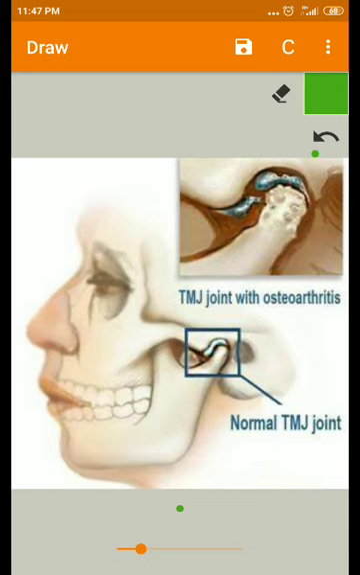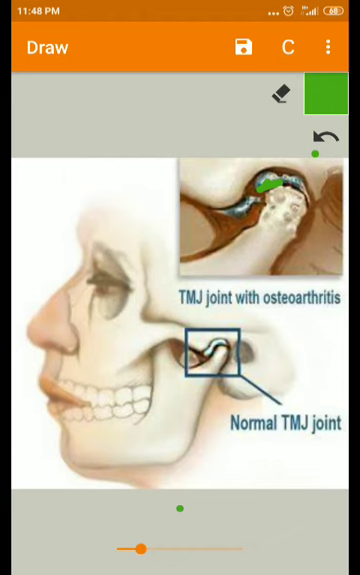Okay, so the primary symptoms of osteoarthritis are pain on translation of the condyle on the articular eminence, with almost pain-free rotation of the condyle, and flattening of the condyle and the articular eminence, and narrowing of the joint space. So these are the primary symptoms.